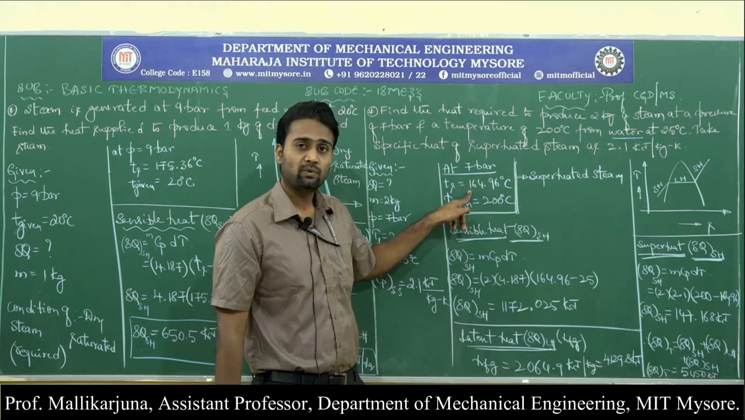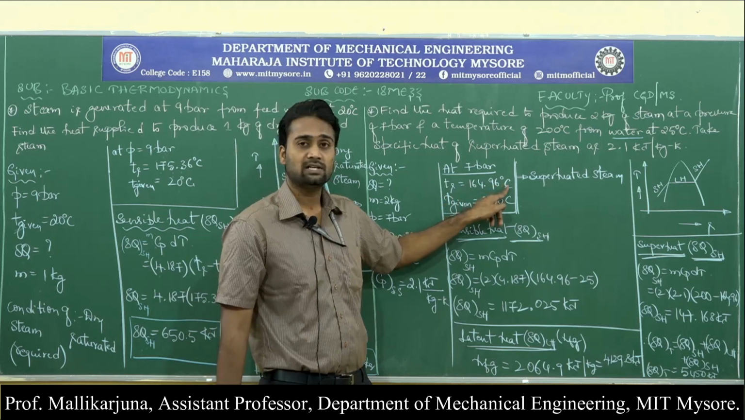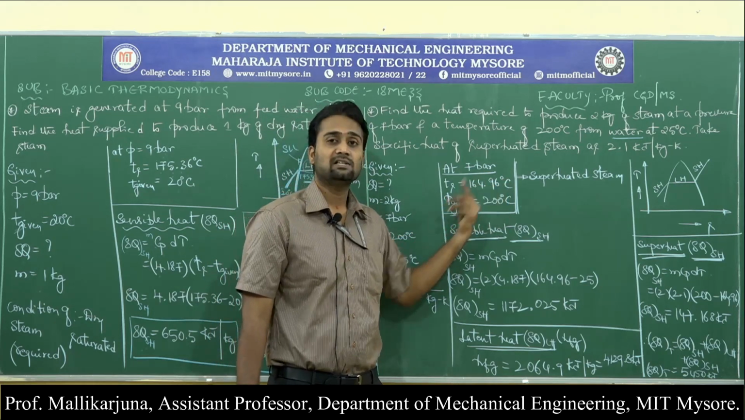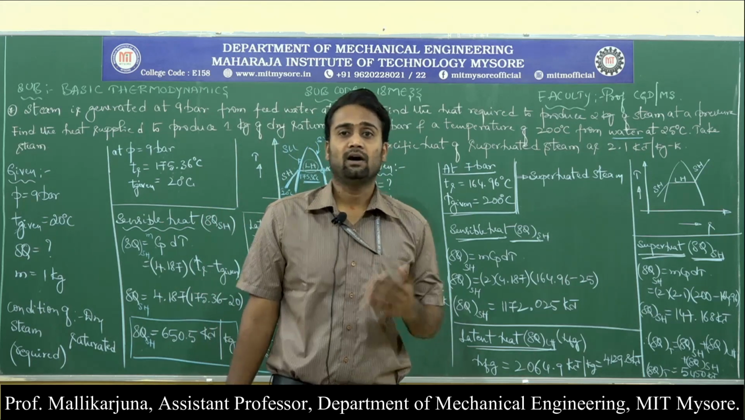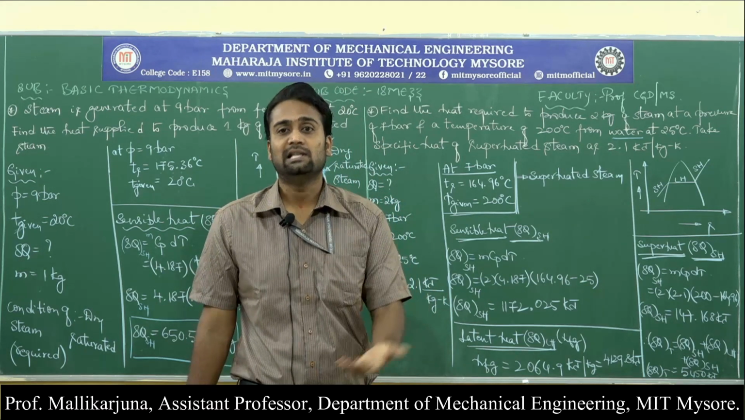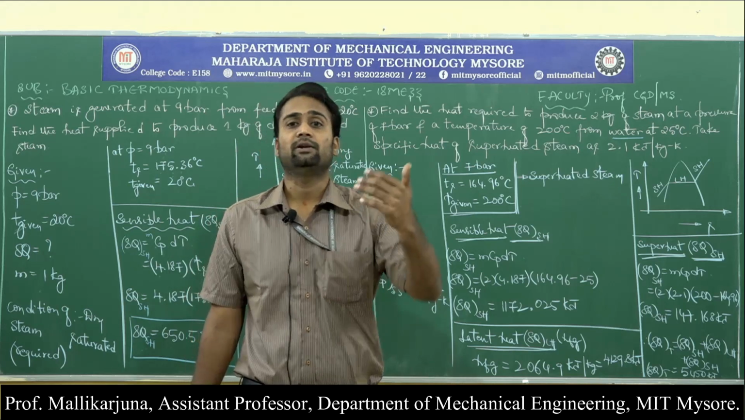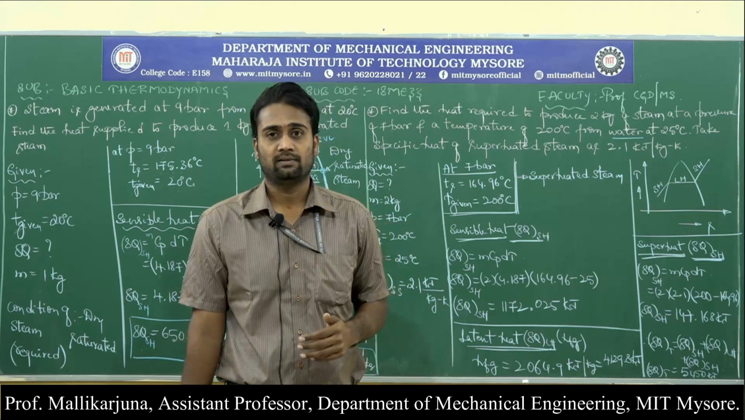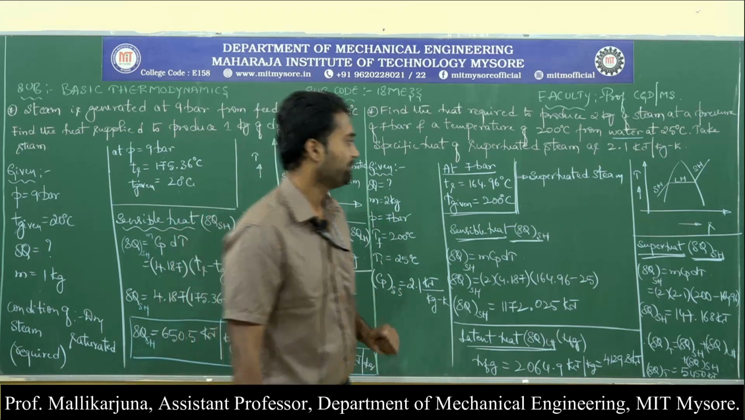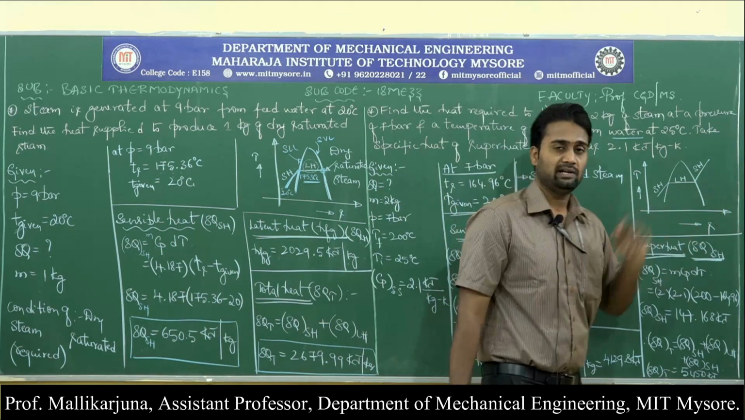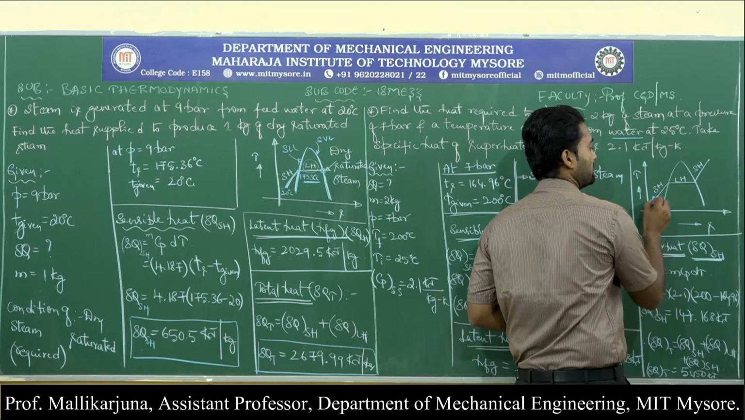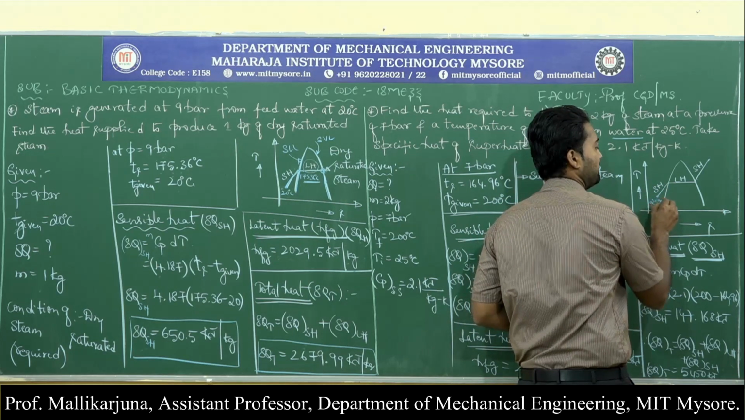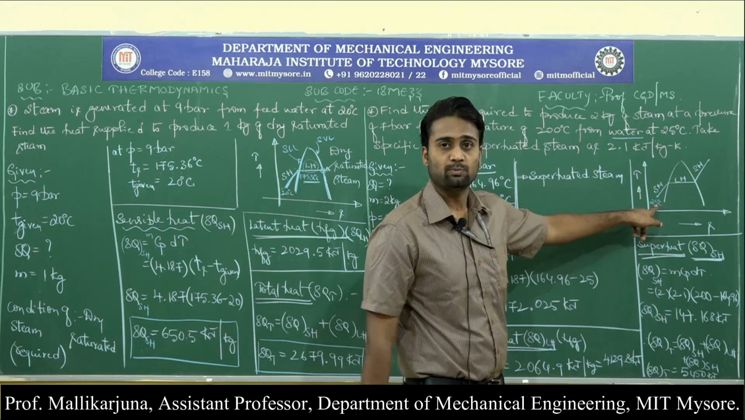What is the saturation temperature of the water? 164.96 degrees centigrade. Any temperature which is less than this saturation temperature is nothing but the ordinary water. It is a liquid. It has to be taken into its saturated state. What I mean to say is, if you look on to the Ts, this is the sensible heat. What is the initial temperature of the water? 25 degrees centigrade. Water is in this position now.